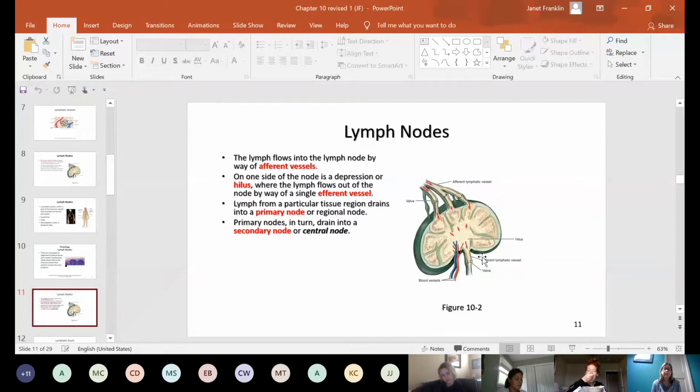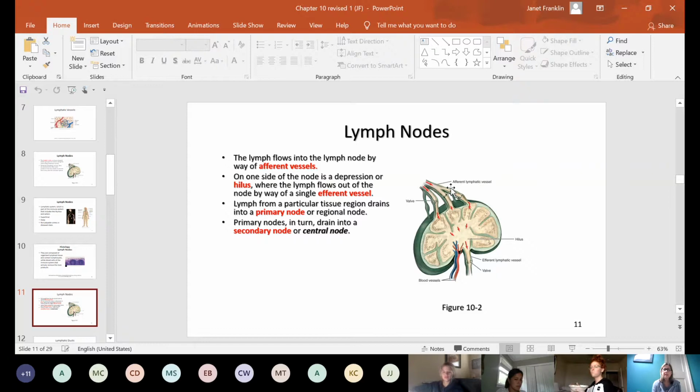The lymph flows into the lymph node by way of afferent vessels. This is a little bit different than the afferent thing we just talked about with nerves, so put that aside and think of it with lymph nodes. The afferent vessels right here bring the lymph into the lymph node. It almost looks like a hand palming something with only 3 or 4 fingers instead of all 5. But think of it like that. It's holding on to the lymph node. It's draining into it. Those are the afferent vessels.